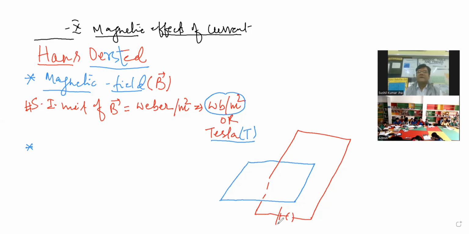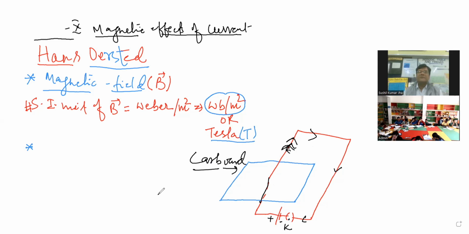Now let's switch on this key. When we switch on, what will happen? There will be current in this. Let's say current is flowing like this, so current is going upward. This wire is passing through the center of this cardboard.